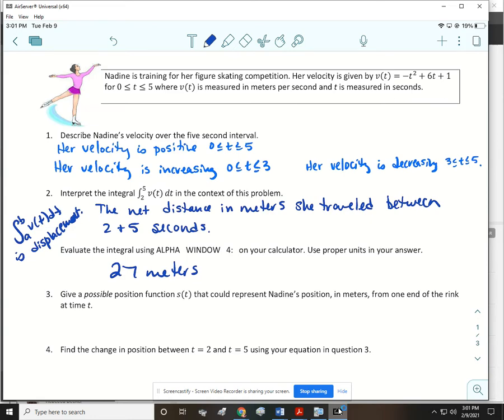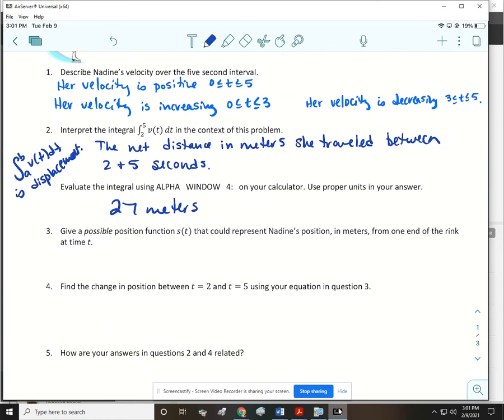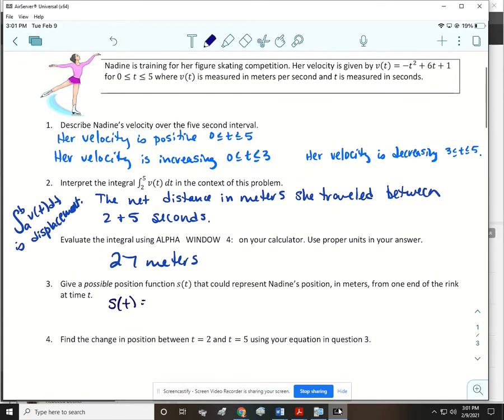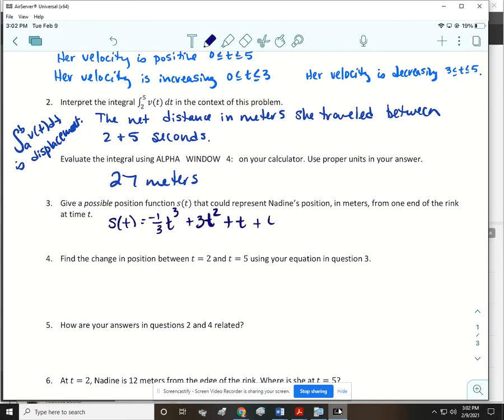Okay, and then for 3, we're going to give a possible position function, S of t, that could represent her position in meters from one end of the rink to the other. So if I want to go from velocity to position, I'm going to do the integral. All right, so I'm going to add 1 to the exponent and divide by my new exponent. So add 1, and that's 2, divide by 2. And then I'm just going to pick a random constant. I'm just going to say 4.